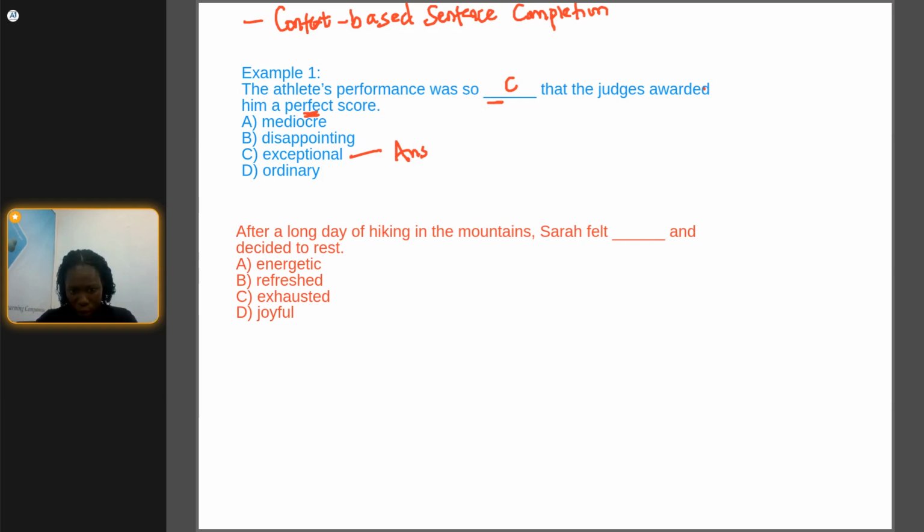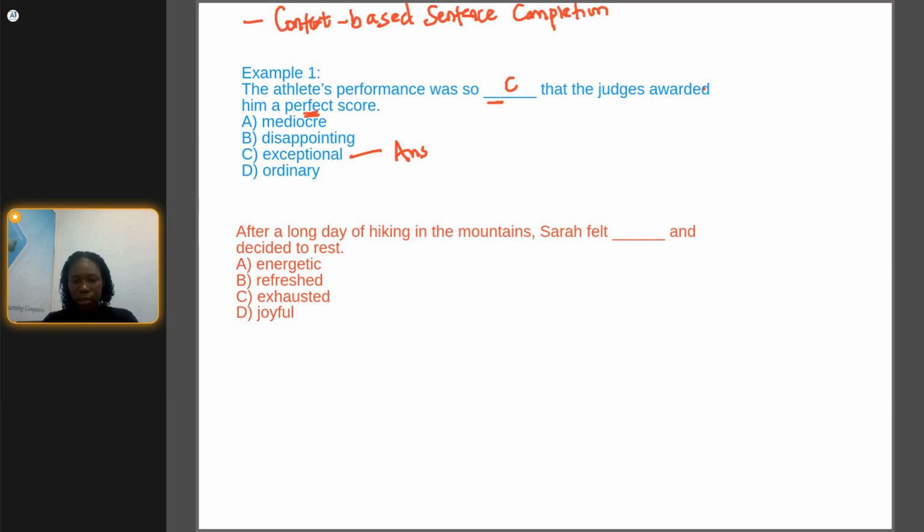Now let's go to the options. All right, the first option is energetic. So can energetic fit into this context? After a long day of doing something that's tasking like that, can you feel energetic? And why should you rest if you feel energetic? Do you get this point?